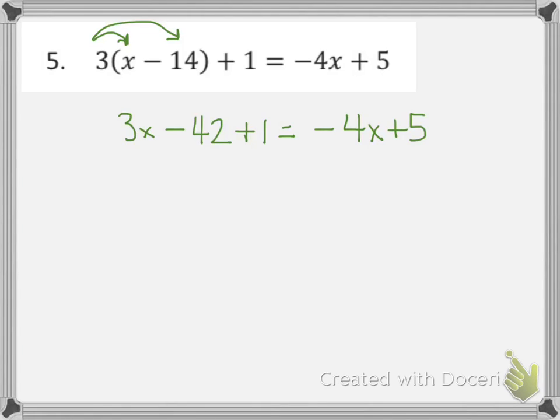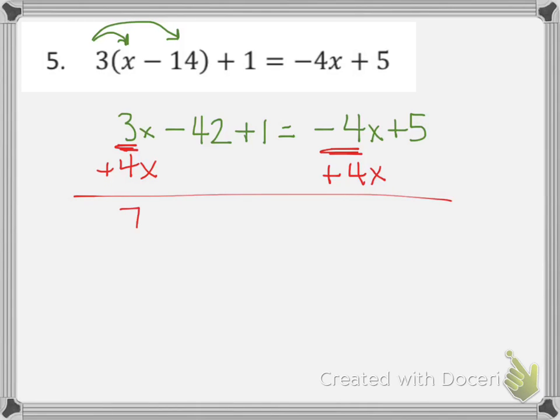Okay, well, I want to look at my coefficients. That's a 3x. That's a negative 4x. They're different. So I am going to get a unique solution here. So I need to continue and solve. So I'm going to add 4x to both sides.